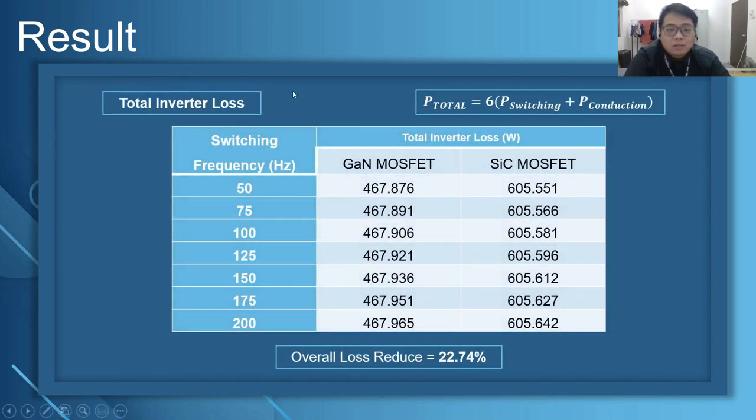Next is the total inverter loss. The total inverter loss is calculated by using the sum of the switching loss and also the conduction loss. And inside our inverter, there are 6 MOSFETs used, so we have to multiply by 6 in order to obtain our total inverter loss. So by using gallium nitride MOSFETs to build an inverter, it's able to reduce the loss by 22%. And the loss reduction for each switching frequency is the same.